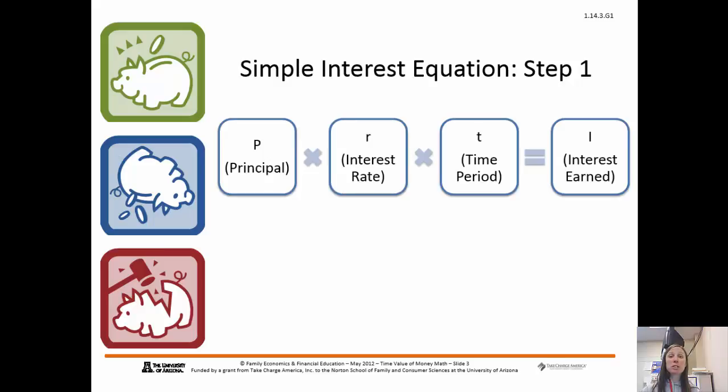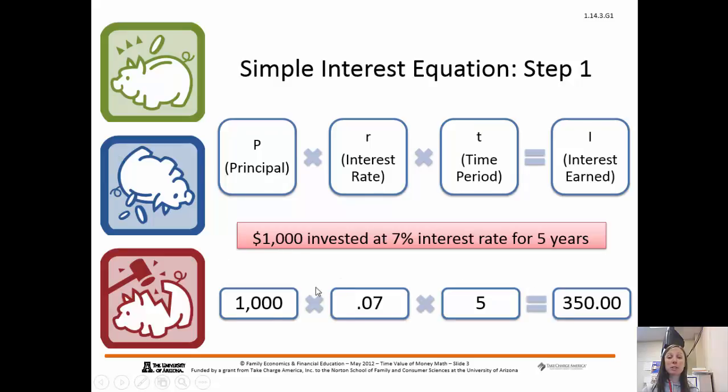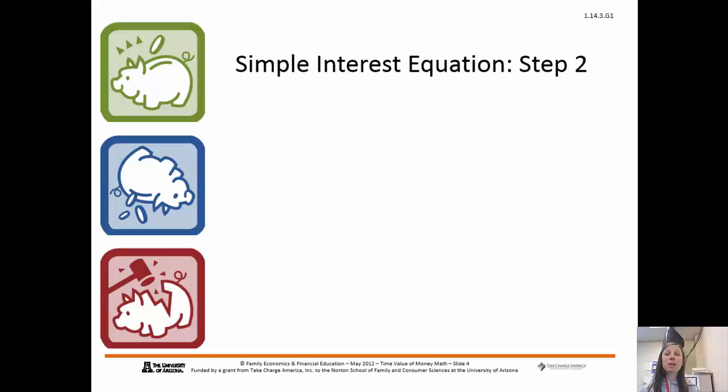So simple interest equation, step 1. Principal times rate times time equals interest, PRT. And that will equal your interest earned. So if I have $1,000 invested at 7% interest rate for 5 years, the formula will look like this: 1,000 times 0.07, percents are in decimals, 2 to the left you move it, times the years, and that equals $350. So quite a bit of money interest earned in simple interest.